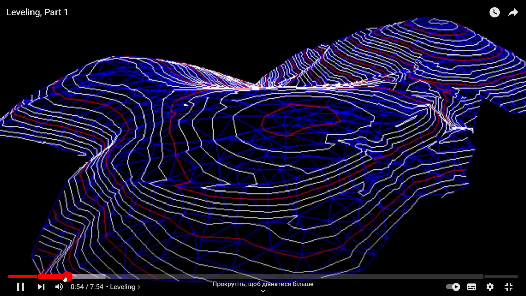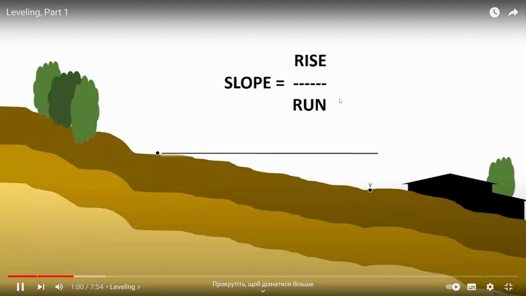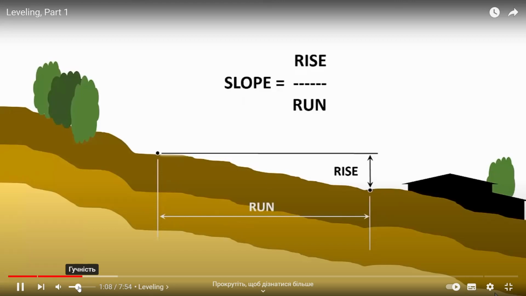The purpose is the ratio of rise over run. Rise is a change in elevation, that is a vertical distance, and run is a horizontal distance. Measuring horizontal distance is simple with a tape or with a measuring wheel. But how can we measure the vertical distance?